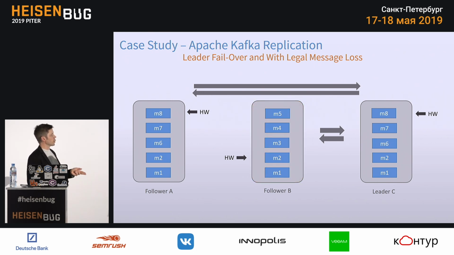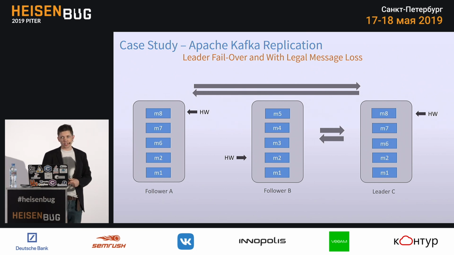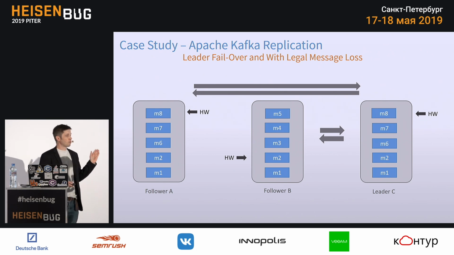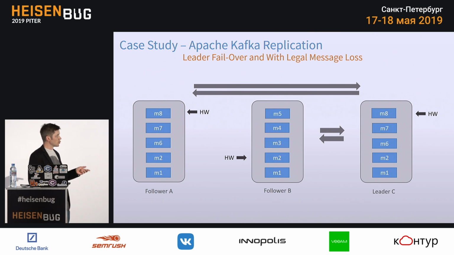So now B comes back, and we've got a problem. It's got messages that don't exist anywhere else, and it has to eliminate those because otherwise it's going to have a different copy of the log, and this is something that Kafka guarantees it won't do. So what it does, as before, is when a node comes up, it truncates its log to a high watermark that it knows about, and then requests the latest messages.